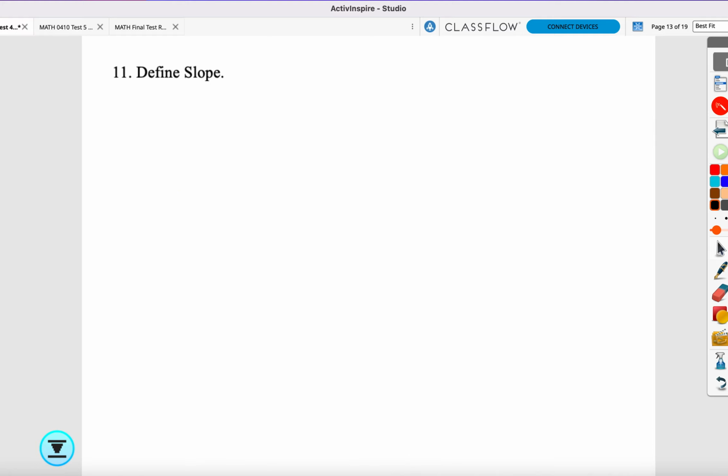Define slope, guys. That is pretty much the steepness and the slantness of a line. So steepness or slantness of a line. Make sure you utilize the lecture notes from this, guys. The slantness and the steepness of a line. Oh, I'm sorry for having ugly handwriting, guys.